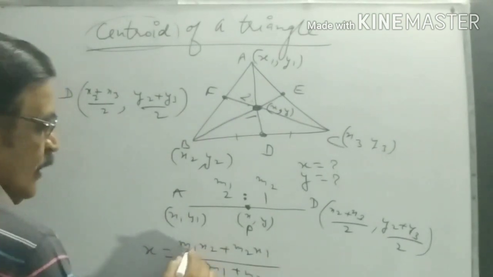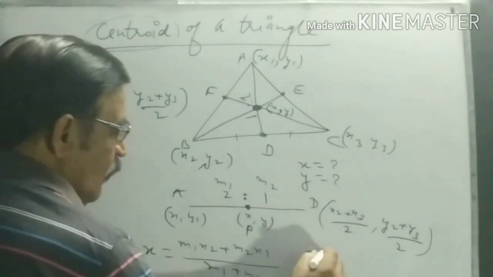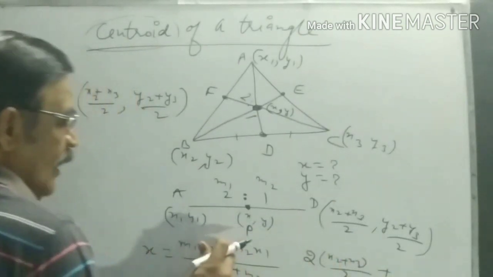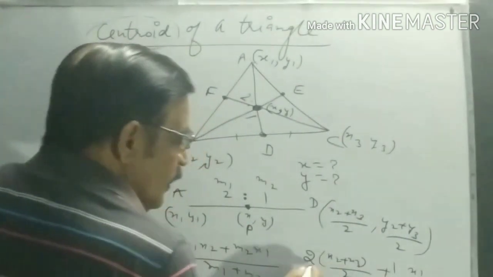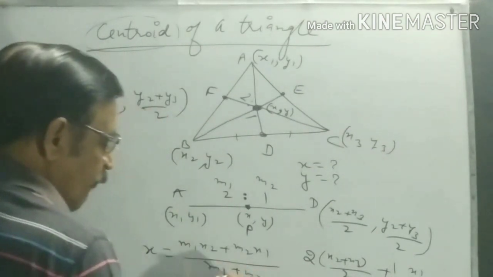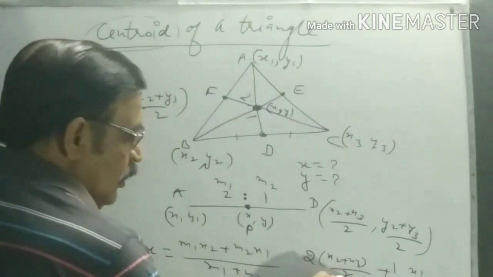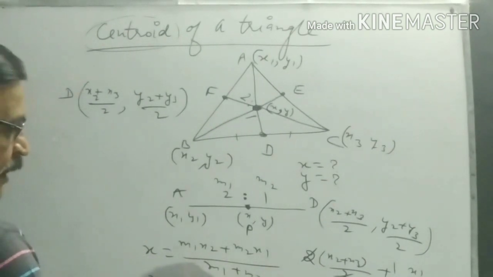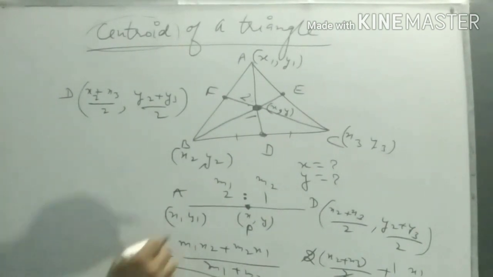What do you get? In place of m1, you can replace it by 2, times x2 plus x3 by 2, plus m2. In place of m2, we can replace it by 1, times x1, upon m1 plus m2. These two cancelled. What is left with you? x is equal to x2 plus x3 plus x1 divided by 3. This is the value of x, means x is x1 plus x2 plus x3 by 3.